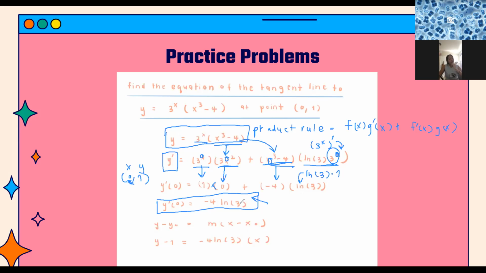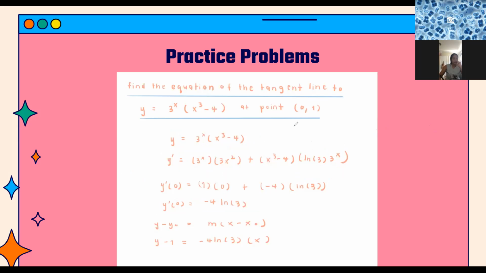Okay, yeah. How do you know when to use chain rule? How do you know when to use product rule? I understand product rule, like when you're multiplying, right? But how do you just know to use chain rule? Okay, that's a great question.